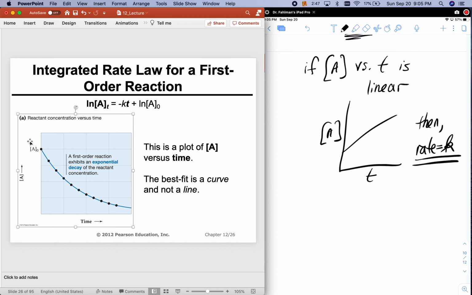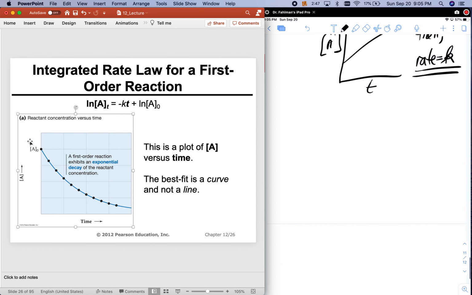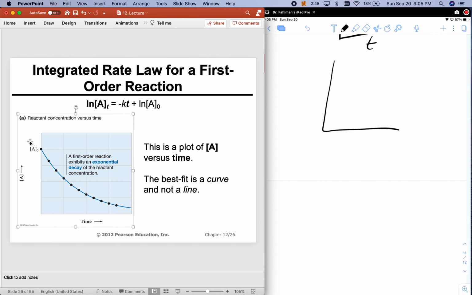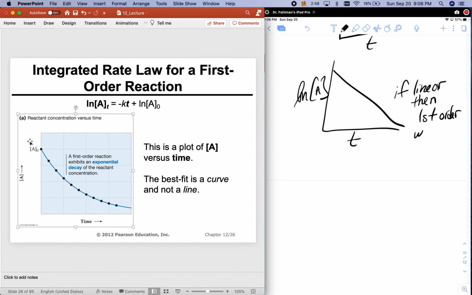So it won't be linear, and then you will plot the natural log of concentration versus time. If that is linear, then it's first order with respect to A.